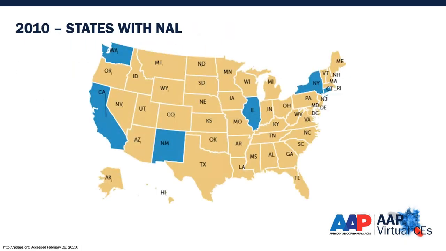So in 2010, this is a map of the states whose state legislation had developed some naloxone access laws. That's what that NAL is. Blue is those that have laws. Tan are those that don't have laws. So this is 2010.